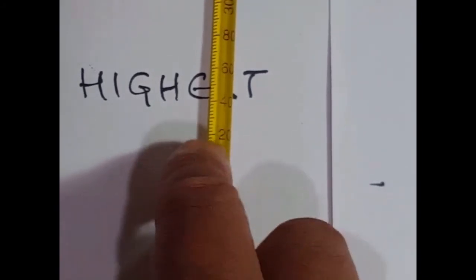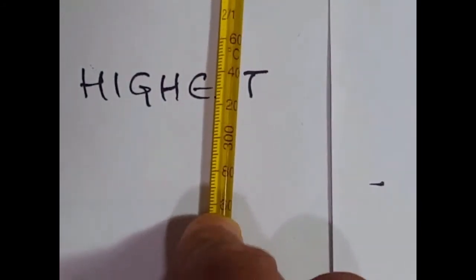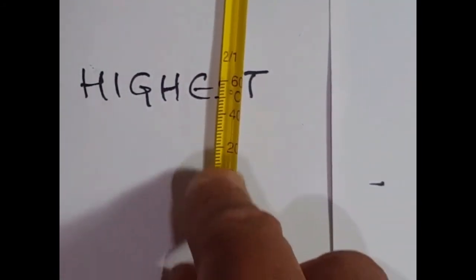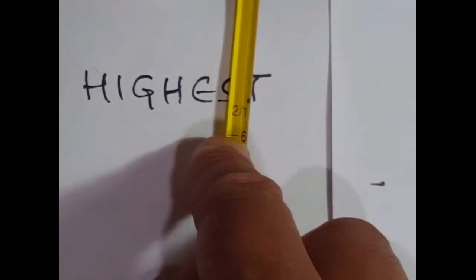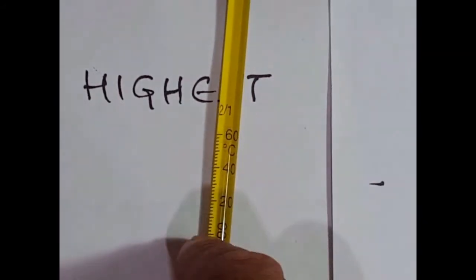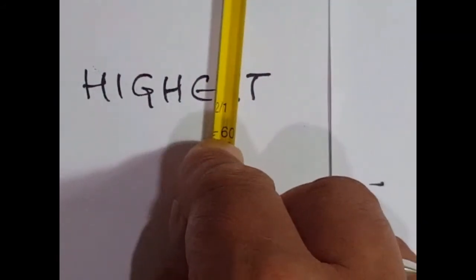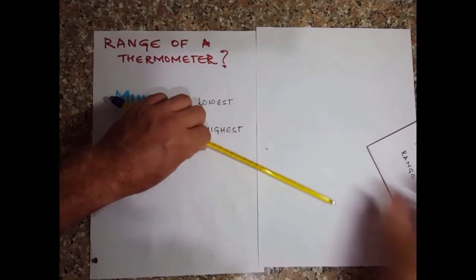And again, we have to add 20. 220 degrees, 240, 260, 280, 300 degrees. Wow. And 320 degrees, 340 degrees. And what is the maximum? You see the last graduation or the last line? It is 360 degrees. So the range of this second thermometer, the one here, what is the range?